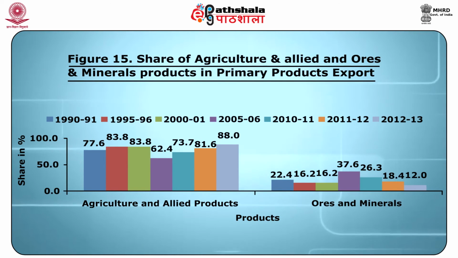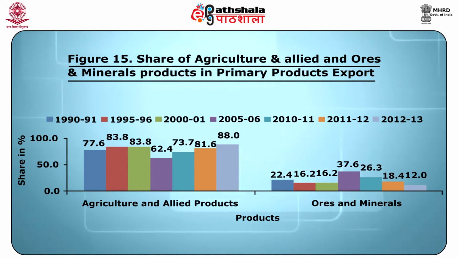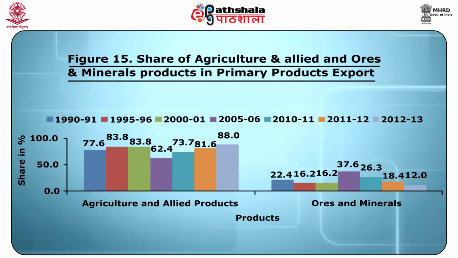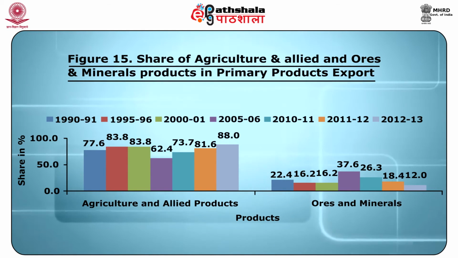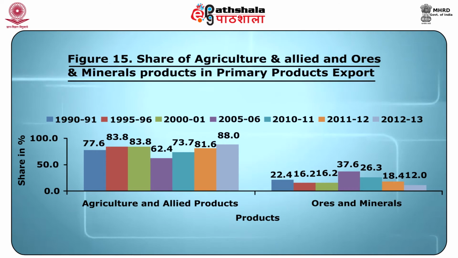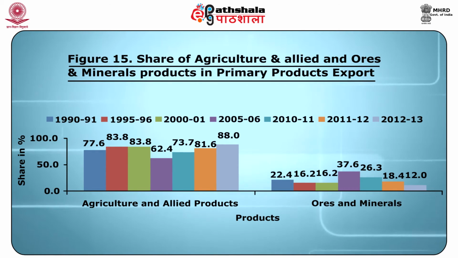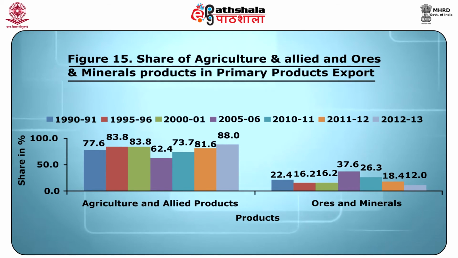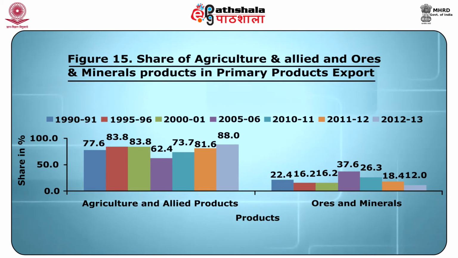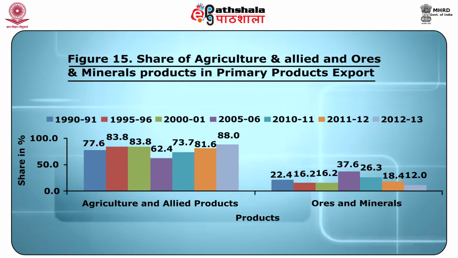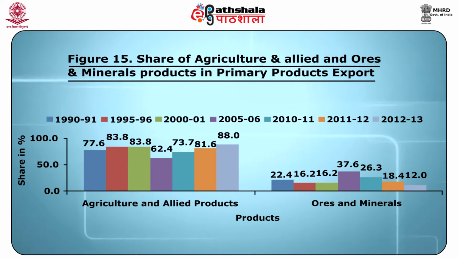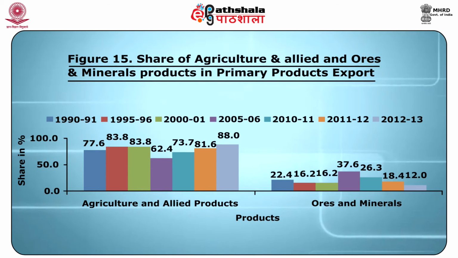On the other hand, within primary goods exports, the share of ores and minerals has declined from 22.4% in 1991 to 12% in 2012-13, though the share was 37.6% and 26.3% in 2005-06 and 2010-11 respectively. Now, the share of agriculture and allied products and ores and minerals in primary product exports has been indicated in figure 15, and the source has again been the RBI handbook.